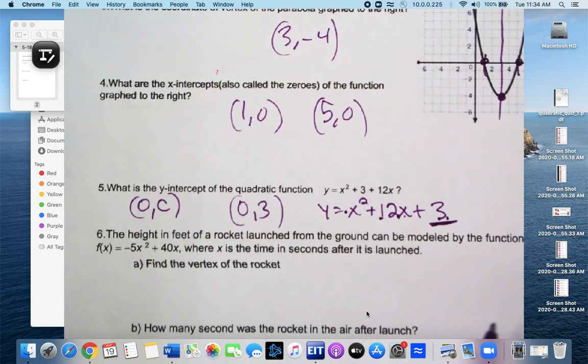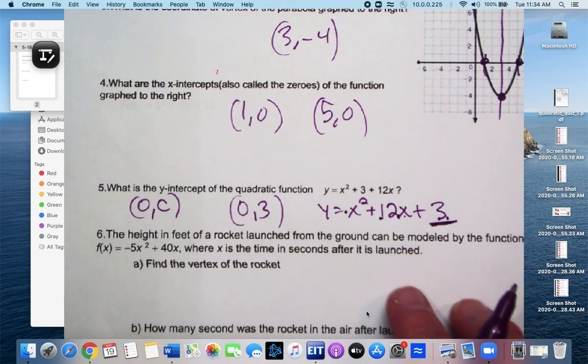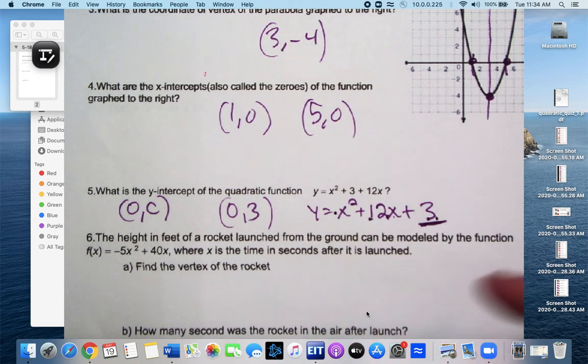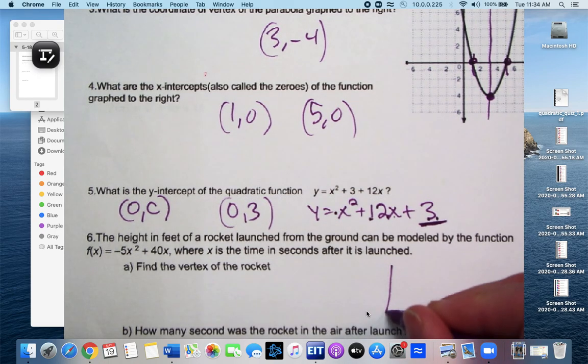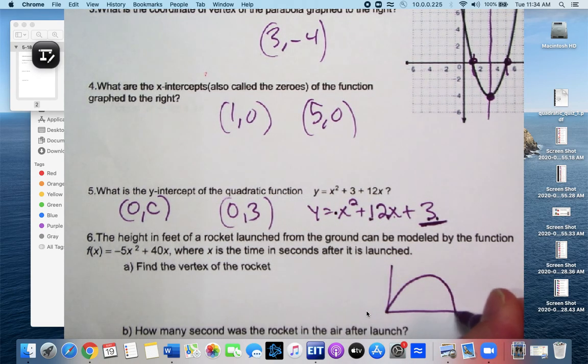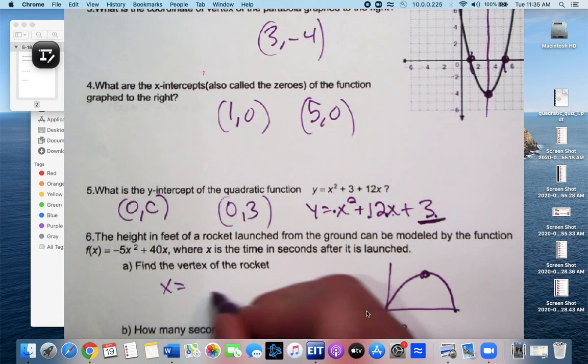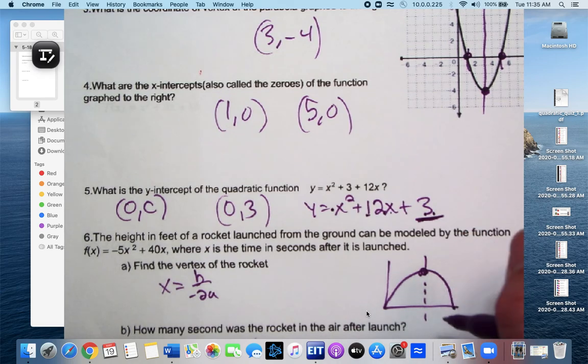Okay. 6. The height of the rocket launched is going to be modeled by the function here, where x is time in seconds after it's launched. We should now know that the rocket probably looks something like this. And we want to find the high point. So to first do that, you find the axis of symmetry, because the axis of symmetry goes through the vertex.